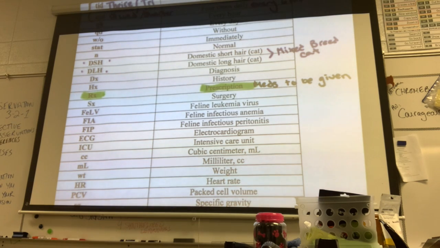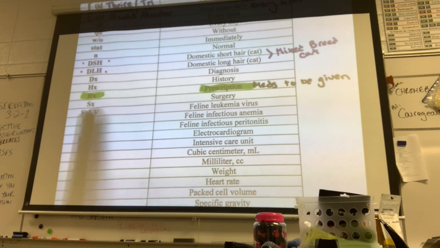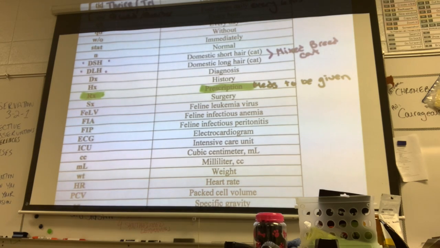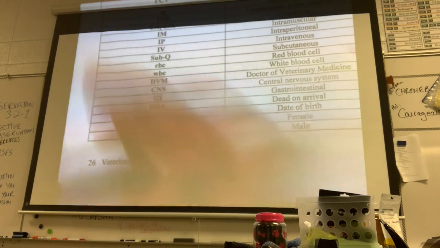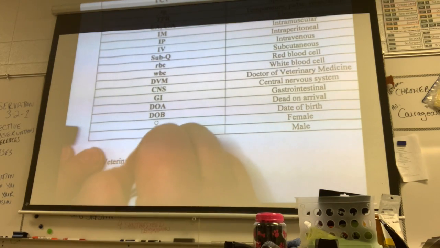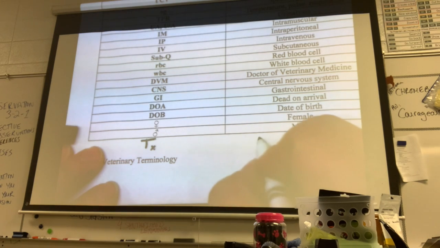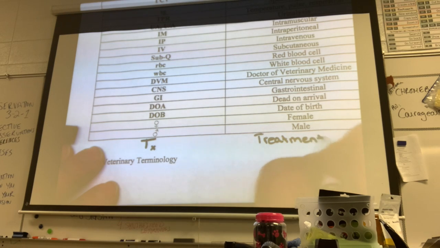Another one that ends in X that we don't have here, but we'll see. So surgery is also very common. So SX, you'll see often. And then I want to add at the very bottom, we're going to add one that we'll see quite often as well, which is TX. TX stands for treatment.